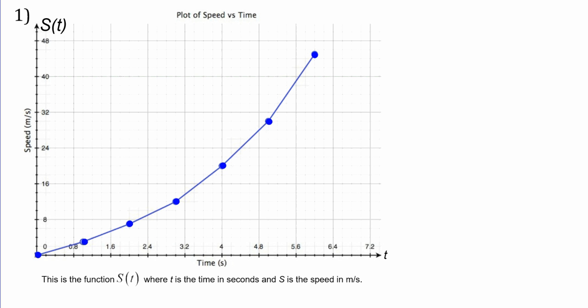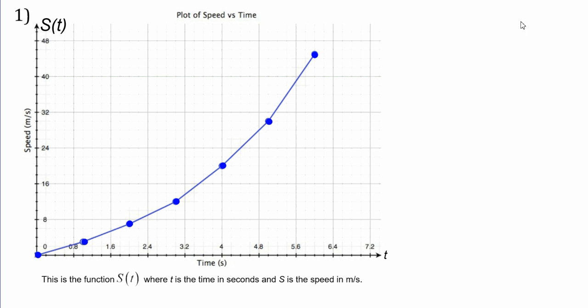So we've been working on interpreting graphs, and when we're looking at graphical representations, there are a couple of things we want to examine. One, always look at the graph and the headings to see what you're measuring. It says this is a function s of t, where t is the time in seconds and s is the speed in meters per second. Again, the title of the graph was plot of speed versus time. So always take a look at those items when you're starting a graphical analysis.